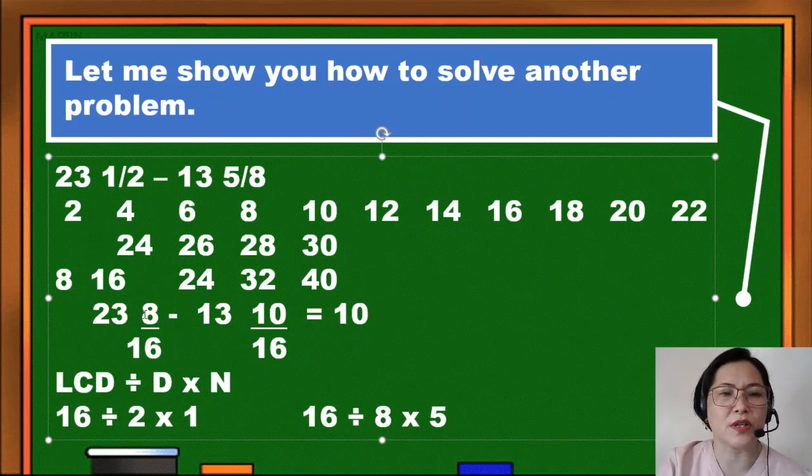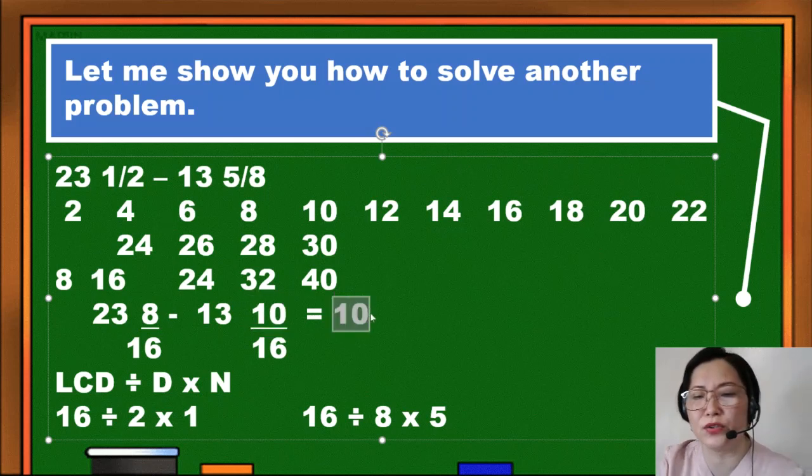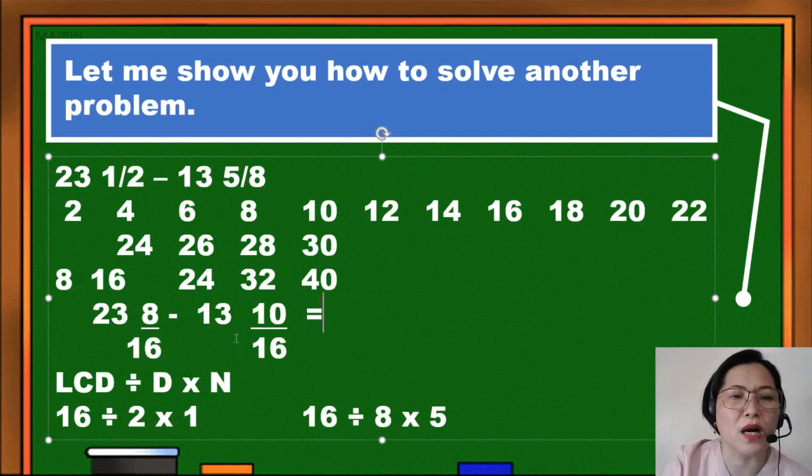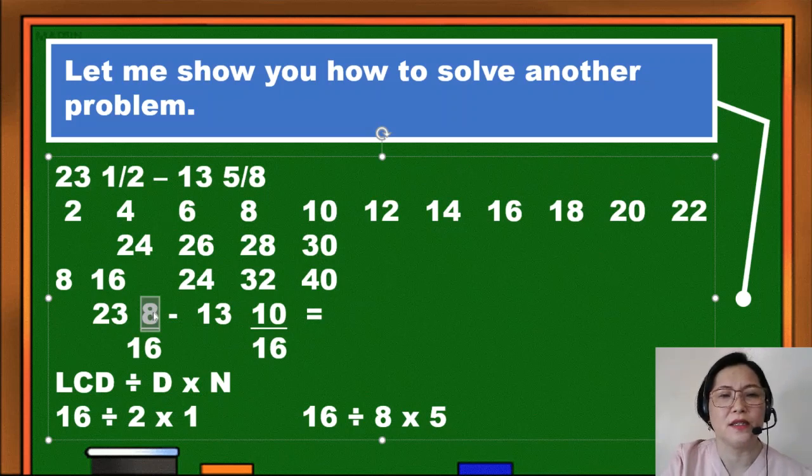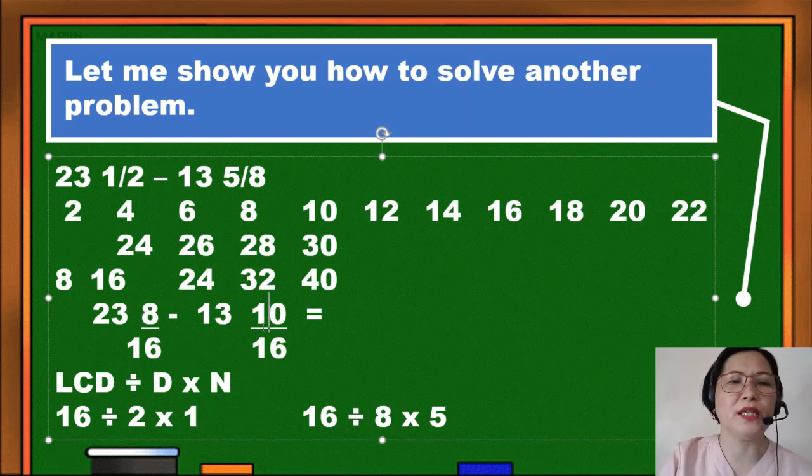And then let's subtract the numerators, 8 and 10. So what will happen here? If the case is like this, you will not subtract the whole numbers first, because you are going to borrow. Why are you going to borrow? Because 10 is bigger than 8. So you cannot subtract 10 from 8. So what will happen here? You are going to borrow.